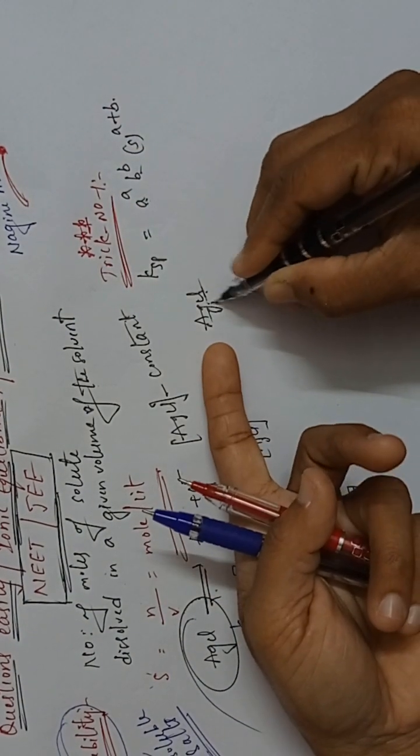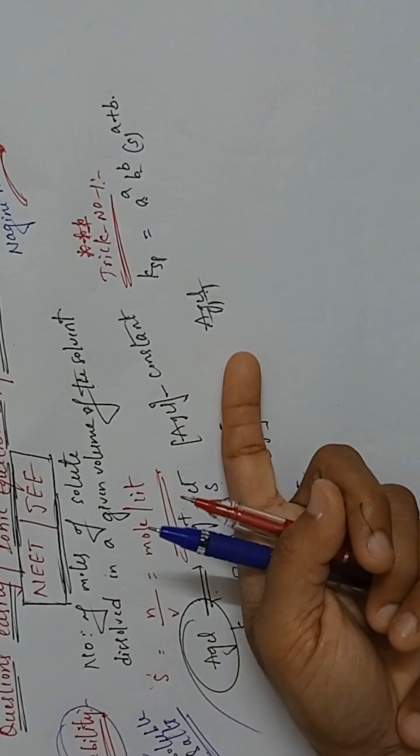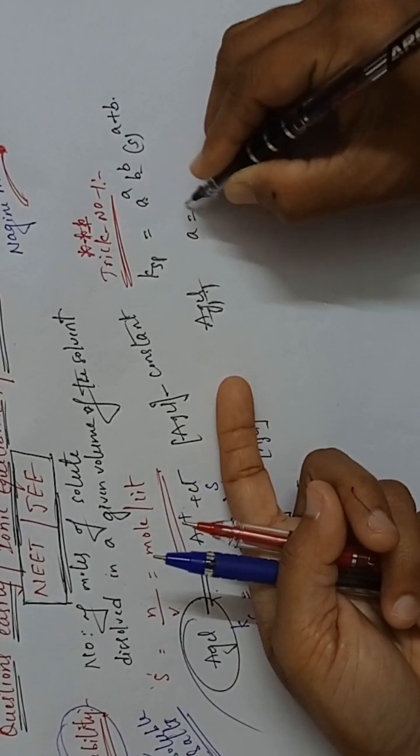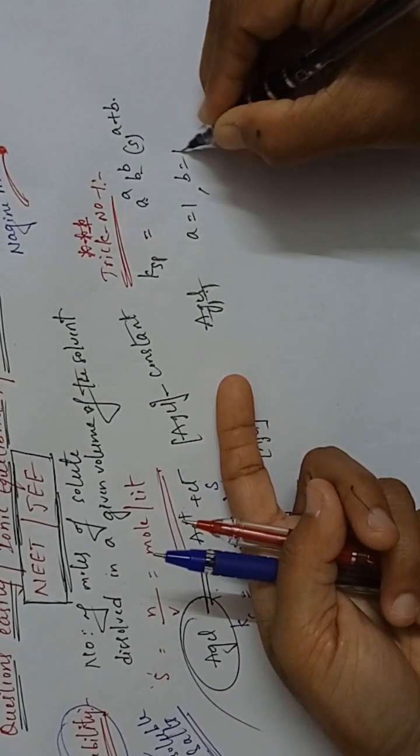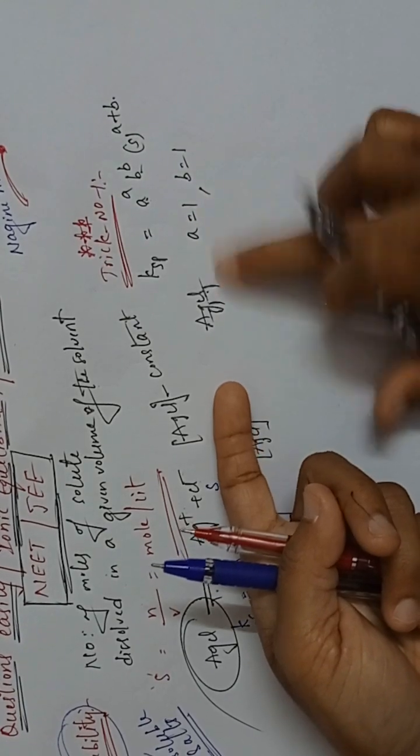Now, how many silver atoms are there? 1. How many chlorine atoms are there? 1. So A is equal to how much, students? 1. B is equal to how much, students? 1. A equals 1, B equals 1.